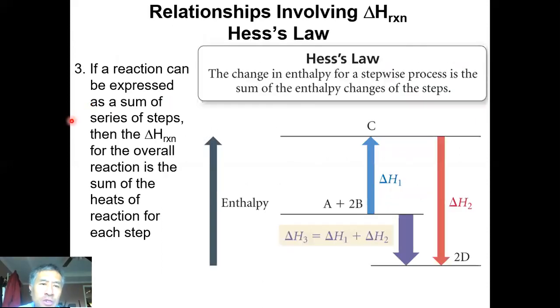The number 3 relationship involving delta H is Hess's law. Hess's law says if a reaction can be expressed as a sum of a series of steps, then the delta H of reaction for the overall reaction is the sum of the delta H of reactions for each step. And so this diagram will show you.